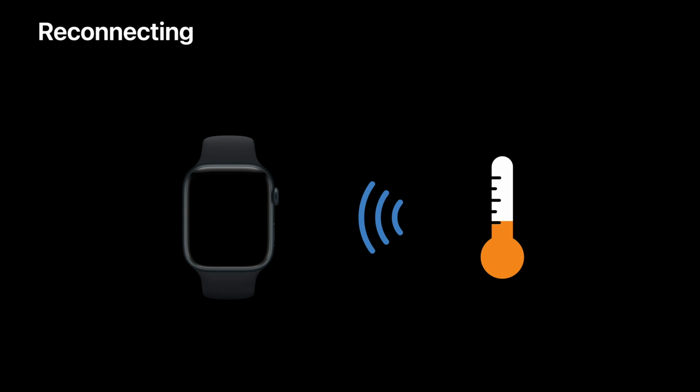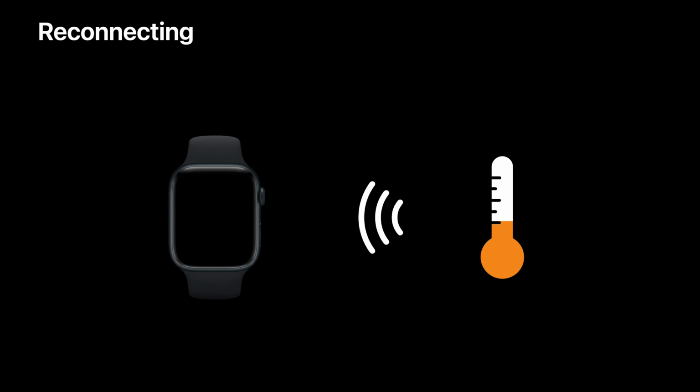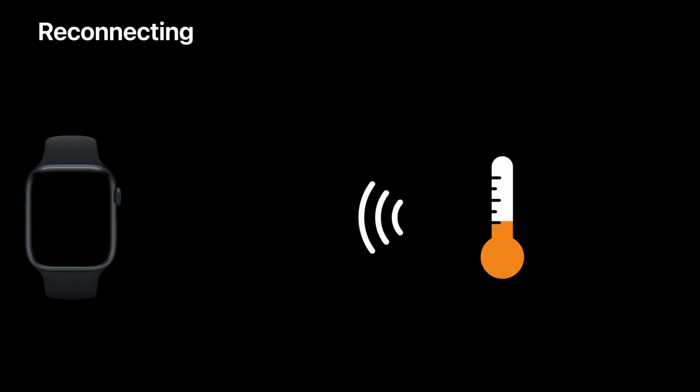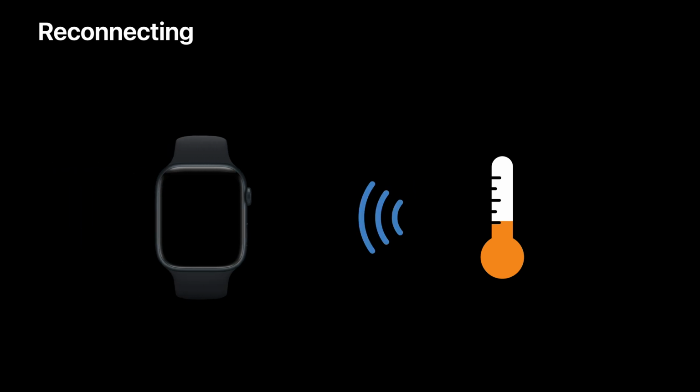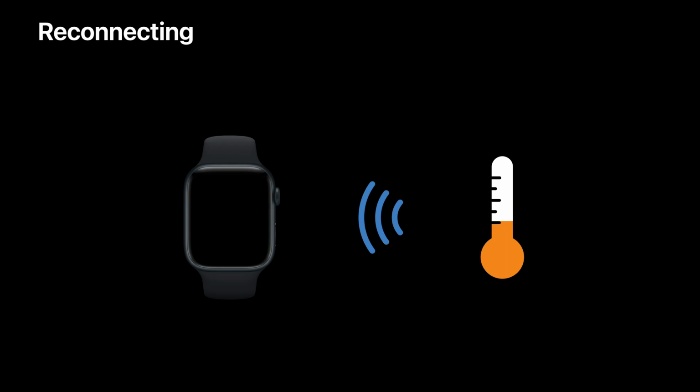Now, let's talk about some situations you need to consider. First, on the topic of Bluetooth reconnections, if your device goes out of range, the Bluetooth connection will disconnect after a timeout. If this happens, your app will briefly get background runtime to call connectPeripheral in order to attempt reconnection. This is the same as what happens on iOS. As soon as the device is in range again, Core Bluetooth will reconnect to it.